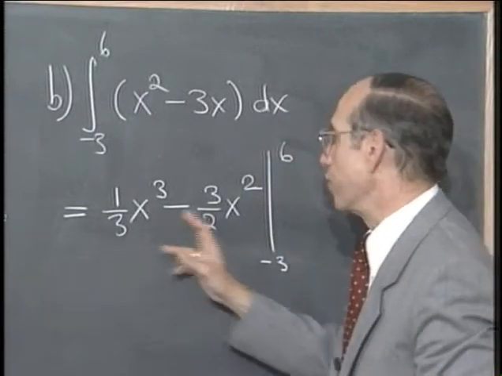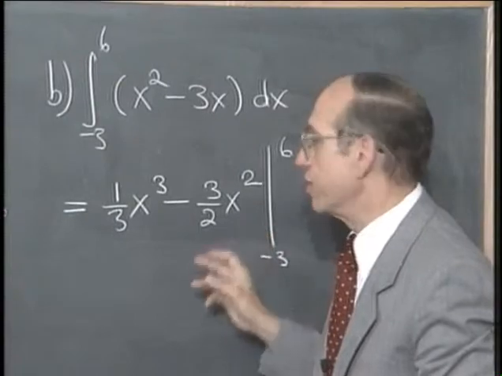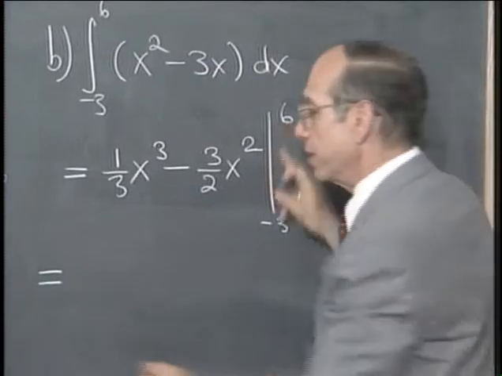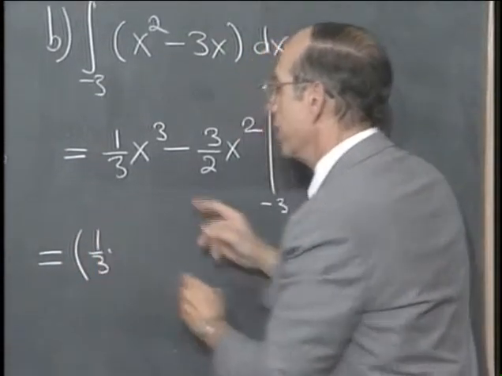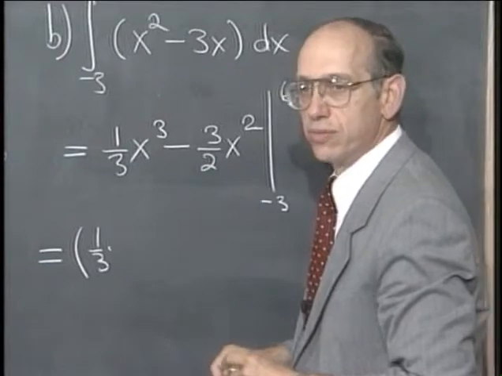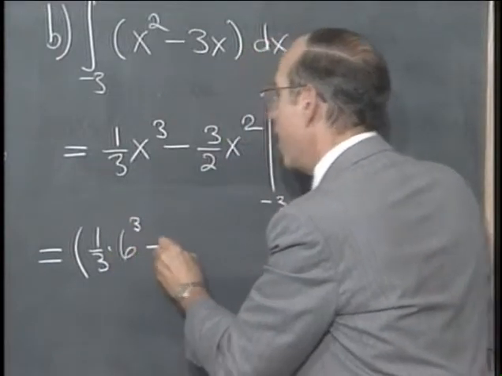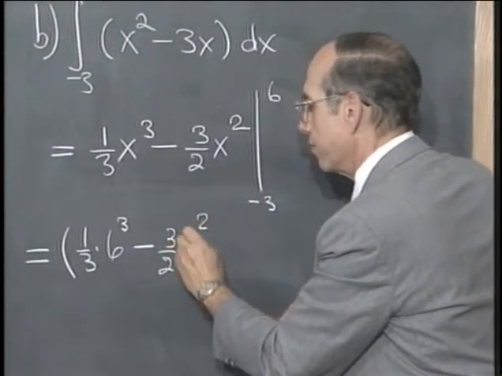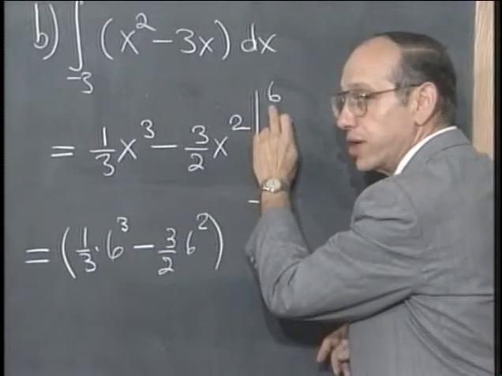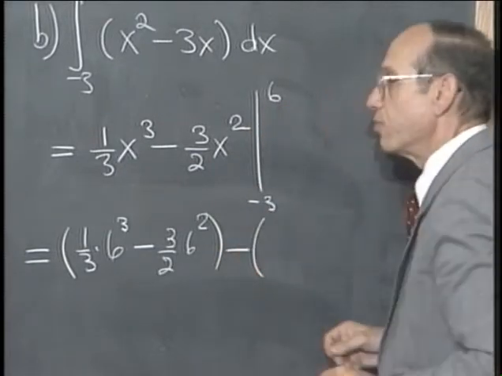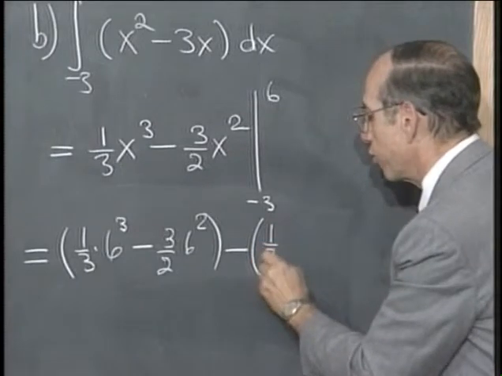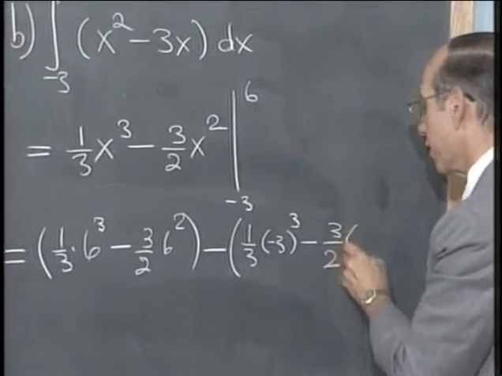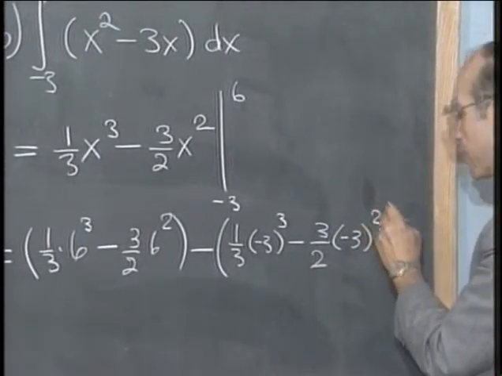Now, actually, we've done all the hard stuff already. We've done all the calculus. The rest is strictly arithmetic. Here we go. We substitute the upper limit, and we get 1/3 of 6 cubed. What's 6 cubed? We'll worry about that later. Minus 3/2 times 6 squared. That's evaluated at the upper limit. We subtract from that what we get at the lower limit. That's 1/3 of minus 3 cubed minus 3/2 of minus 3 squared.